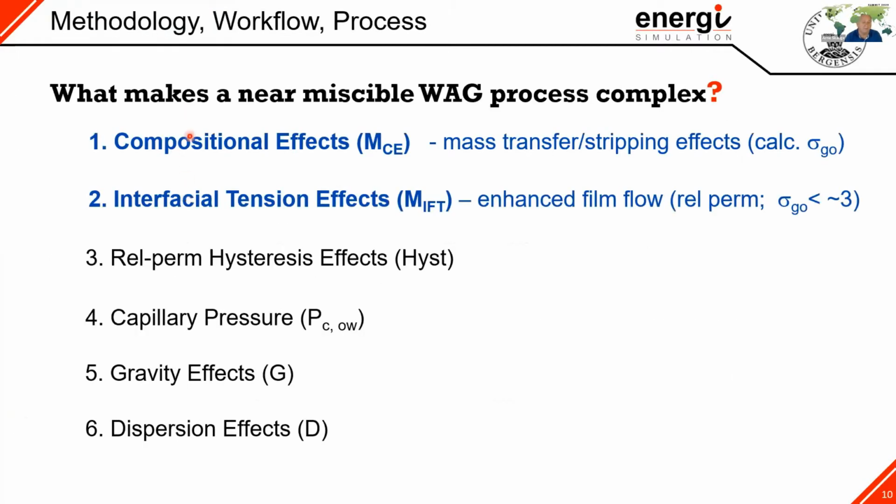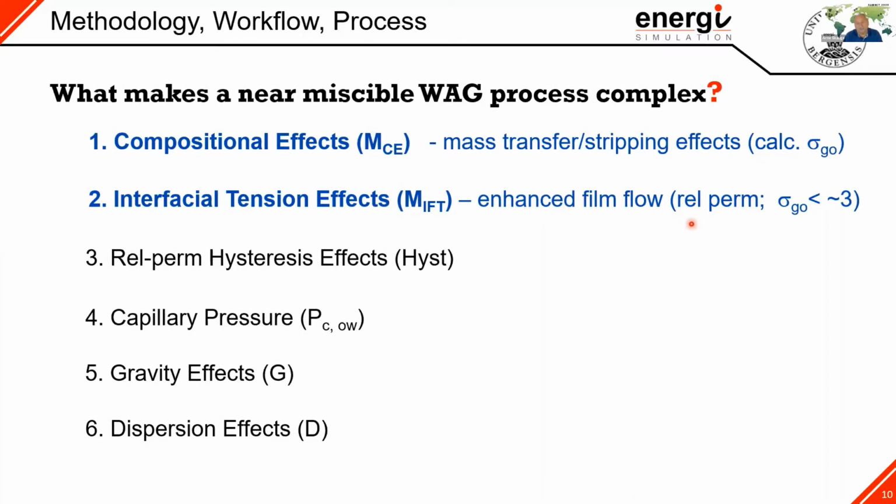Just to give an example of that, what makes a near-miscible WAG process complex? Well, it has two distinct features. It's the mass transfer, stripping and swelling effects, which also means that we can calculate the interface tensions at the conditions we have of the mass transfer. Then we have a direct interface tension effect, which changes the flow functions, also the residual oil saturation, and maybe the flow behavior. And that occurs at low interface tensions.